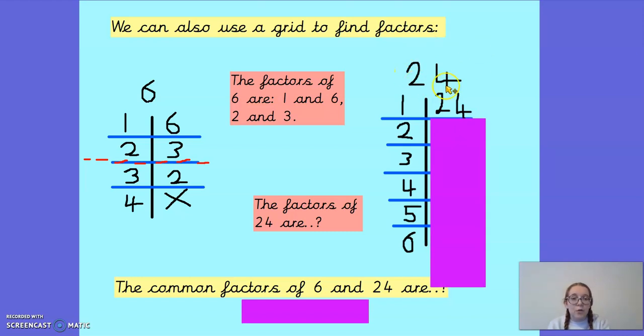Lovely. So now I can divide 24 by 2. Let's see if it gives me a whole number. It should do because it's an even number. 24 divided by 2 is 12. So I know that 2 and 12 are factors.